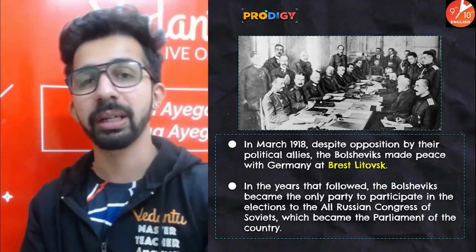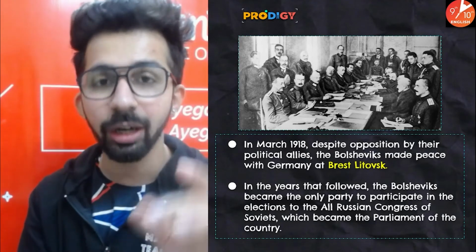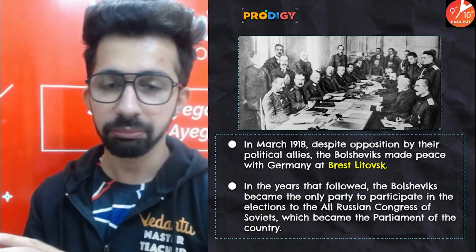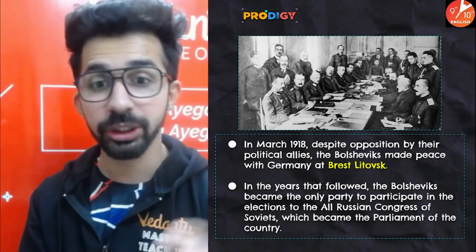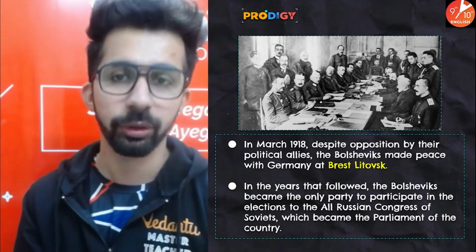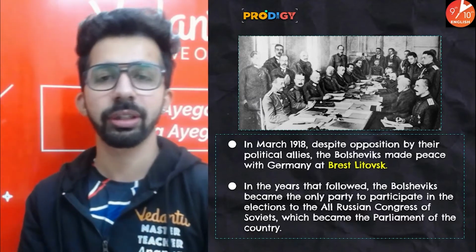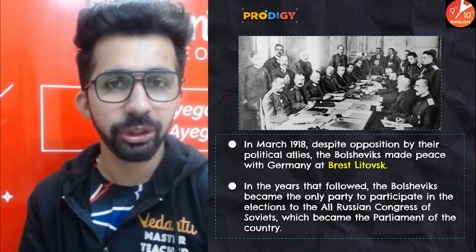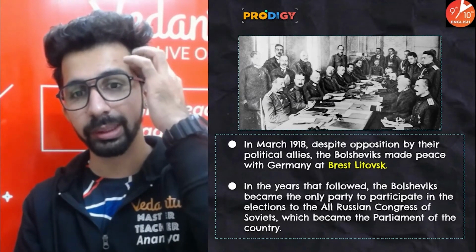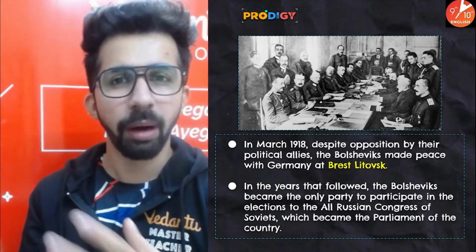And what happened in March 1918? All the political allies were against the idea of having a peace treaty or joining hands with Germany. Do you know what happened? In March 1918, despite opposition by their political allies, the Bolsheviks made peace with Germany at Brest-Litovsk. Why were political allies against a compromise with Germany? Because Russia lost badly against Germany and Austria between 1914 and 1916. But still he did.